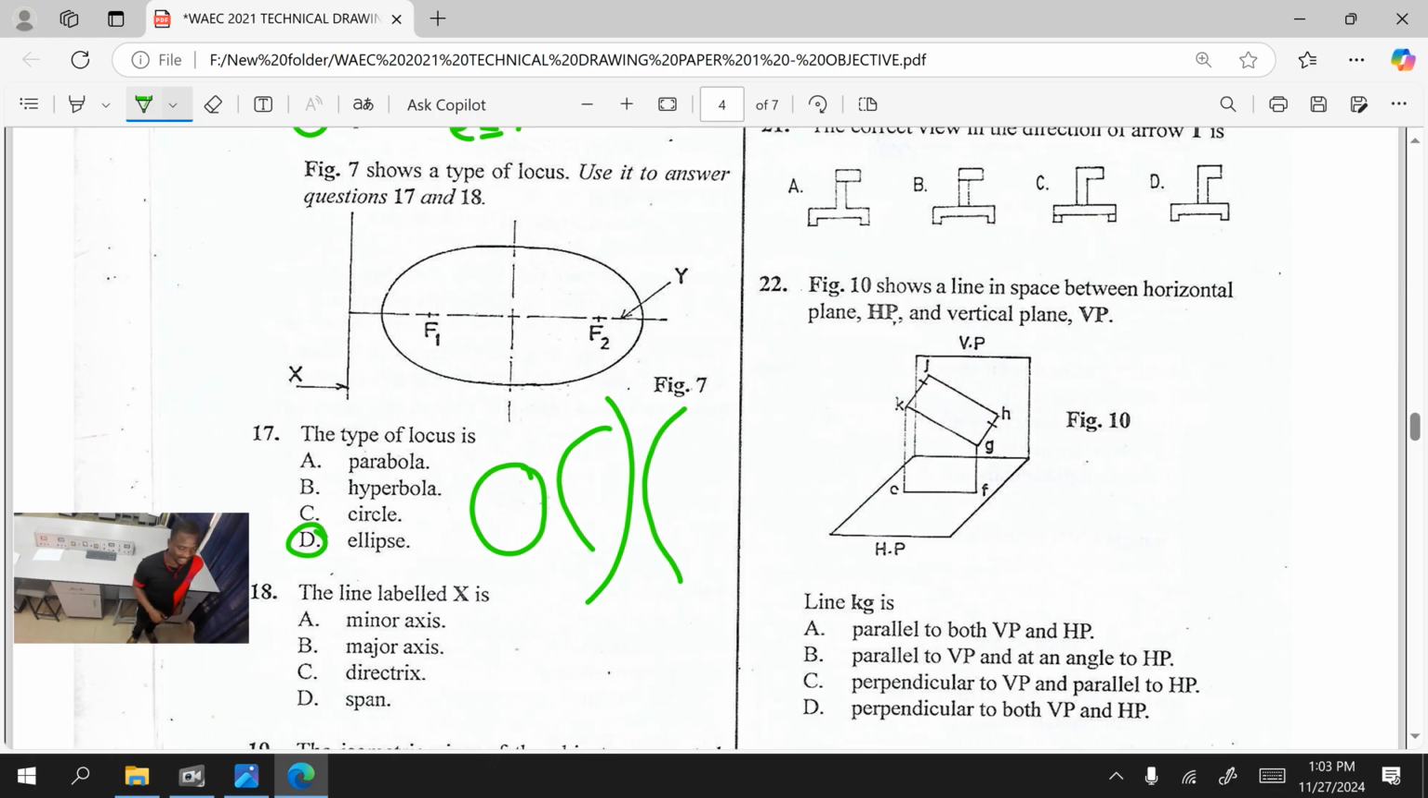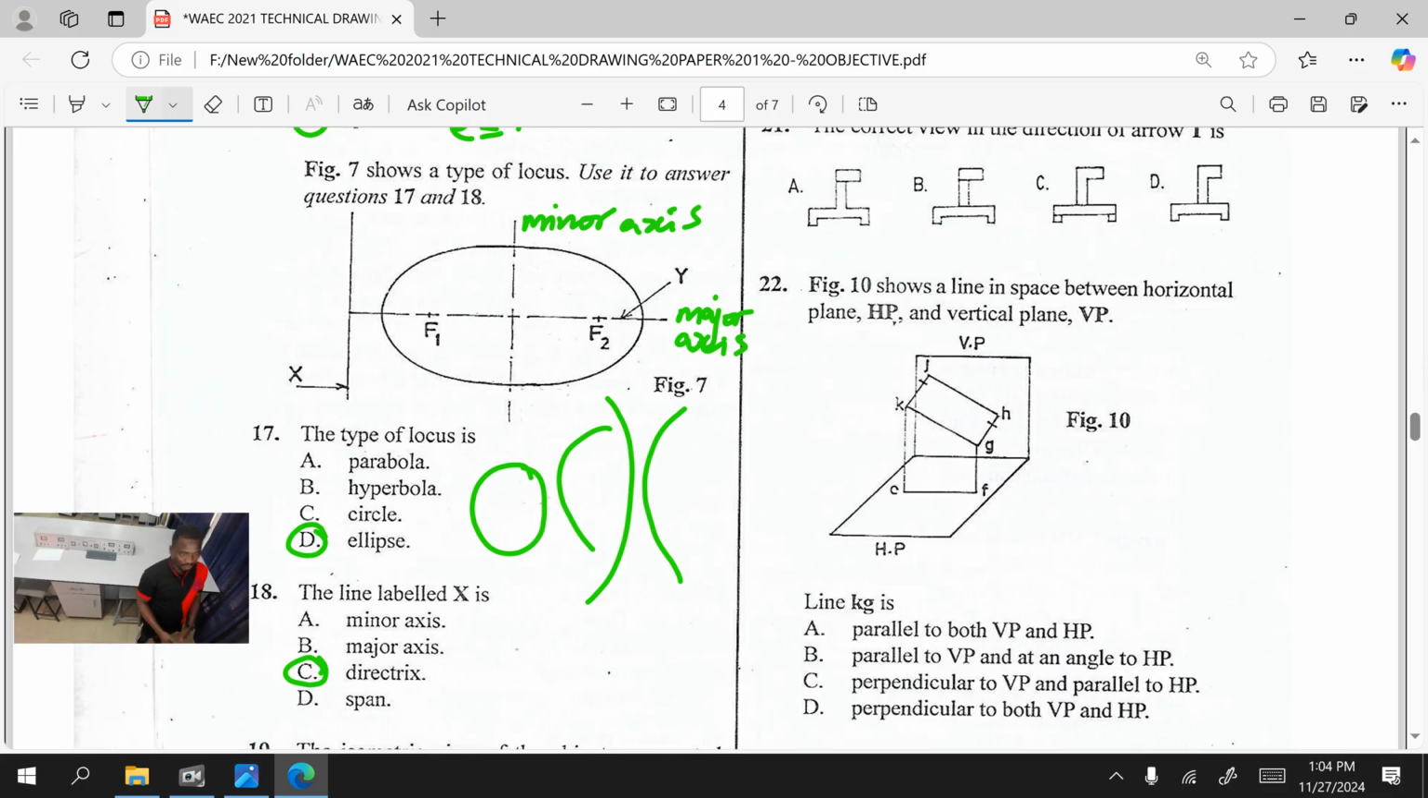The line labeled X is what? Good. This line labeled S is called the directrix. That's the name it is called. Other lines there, let's look at them another time. This line you are looking at, the shorter vertical one at the center, is called the minor axis because it's smaller. Do you get it now? Good. That longer one at the middle is called the major axis because it's longer.